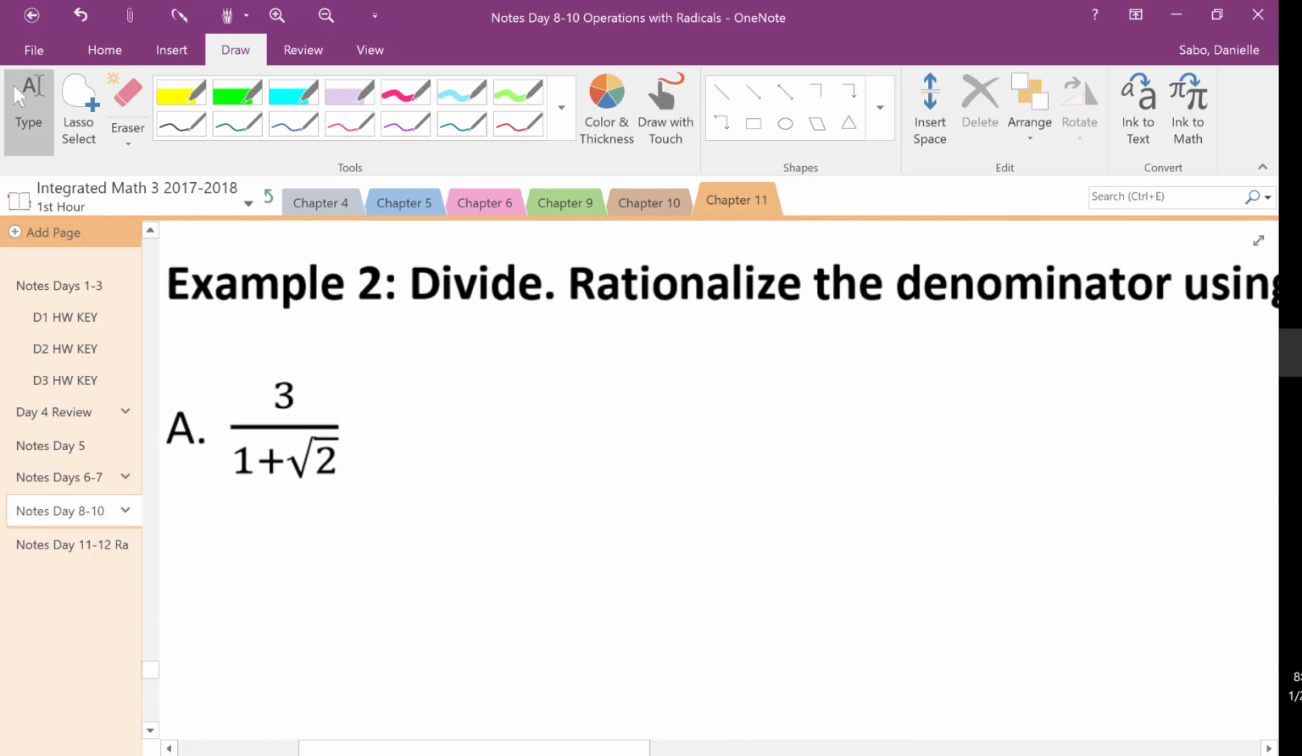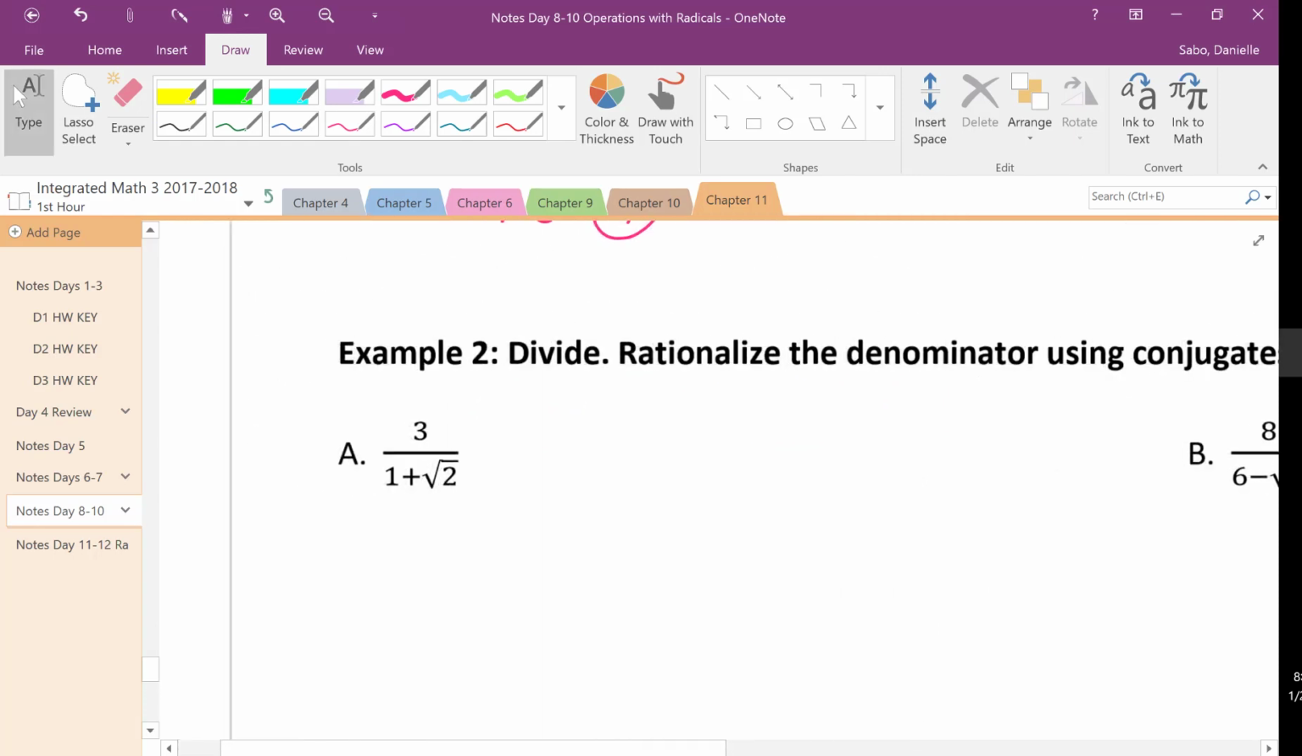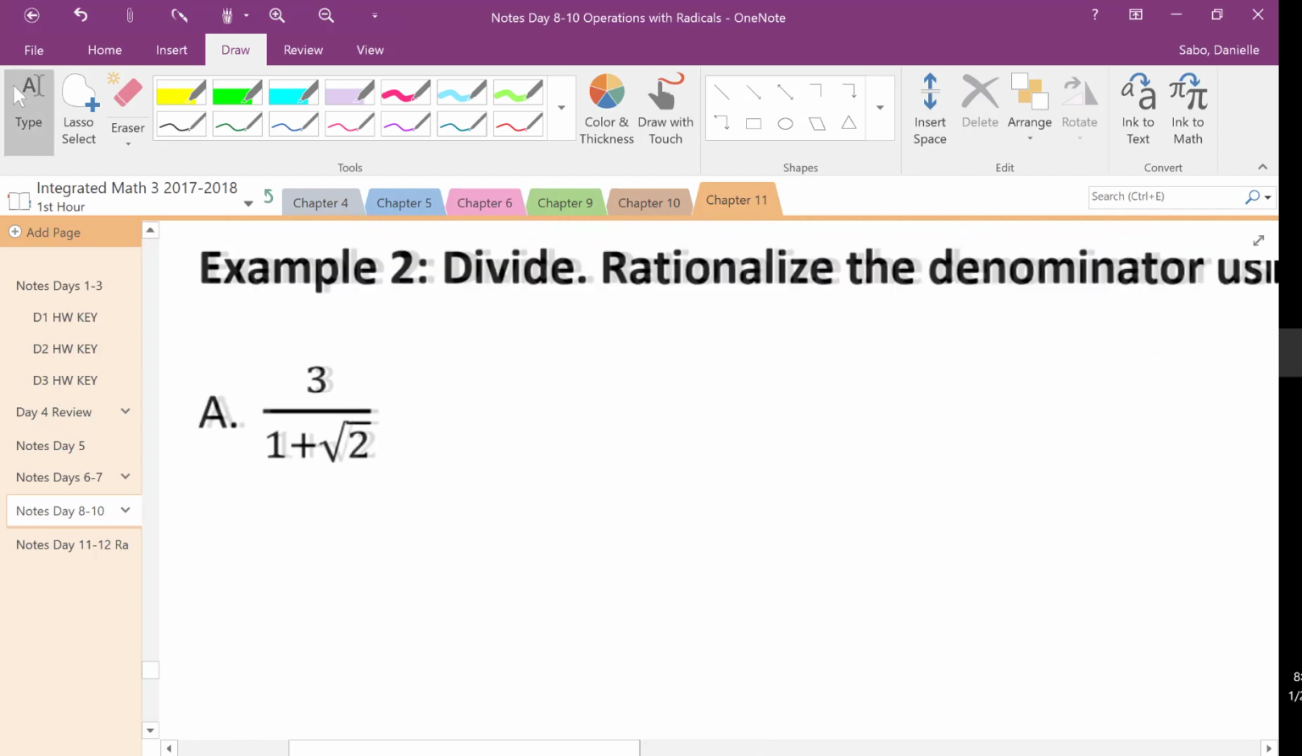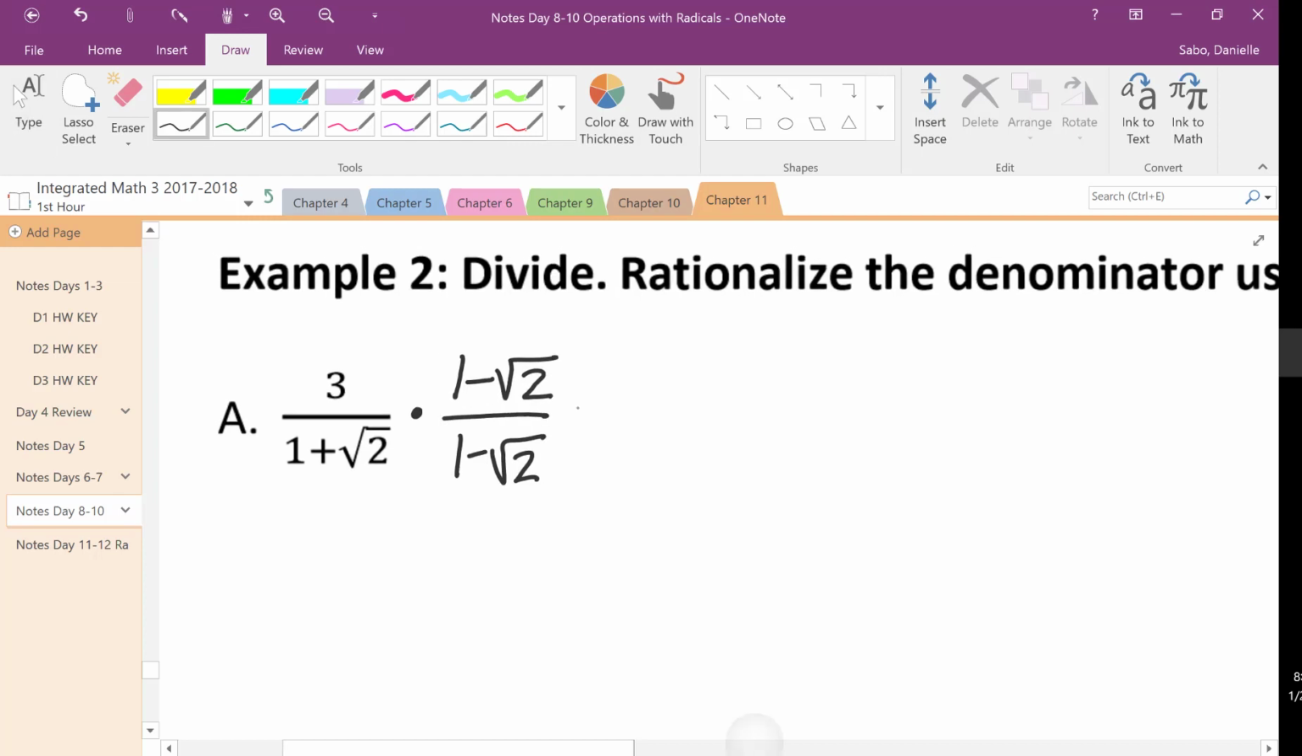Okay, this one says, rationalize the denominator using the conjugates, which is what we just did. So what is the conjugate of this denominator here? Yeah, 1 minus the square root of 2. It's the same thing as what we were doing yesterday, but now we have one more step because we don't have just a square root 2 in the denominator like we did yesterday. But what I was saying about that trick, I'll show you how to do that now on the bottom.